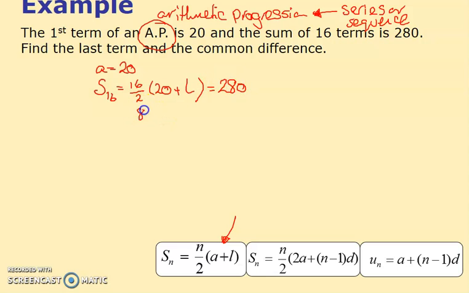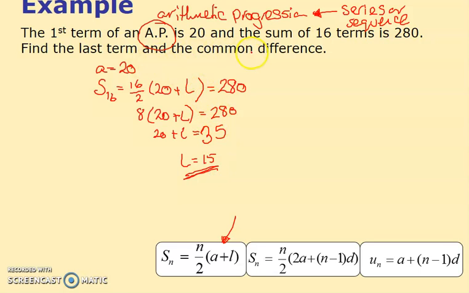So I did say there were different ways of doing this. I'll show you this now. You could move the 8 over and just divide. So if I move the 8 over, I get 20 plus L equals, and I've got to do 280 divided by 8. And it says 35. And you can clearly see then that L is 15. So that's that one done.